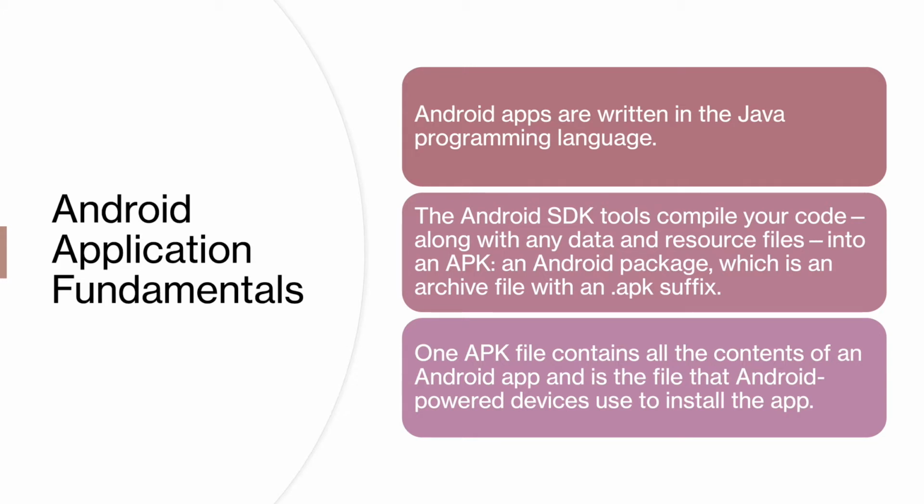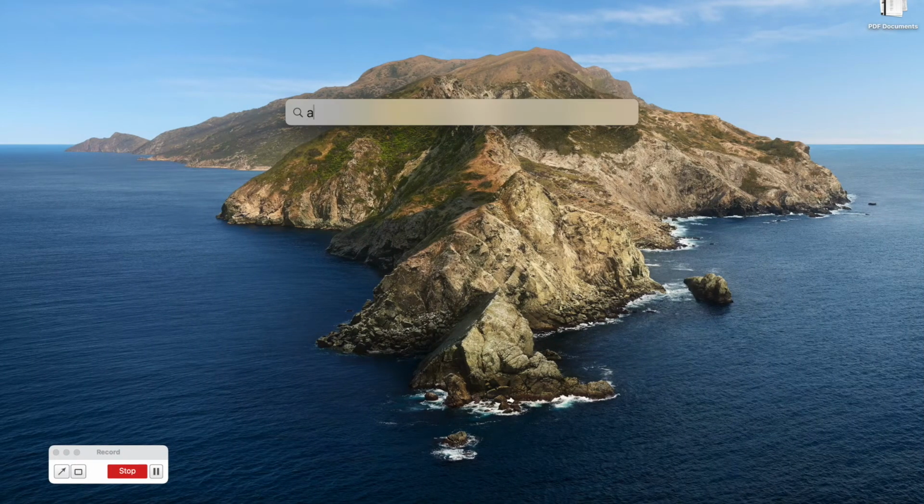So these are the Android application fundamentals. Basically, we know all Android apps are written in the Java programming language, and the Android SDK is responsible for compiling your code. Suppose we write code in any IDE like Android Studio in Java, right? The IDE comes with the Android SDK. It is the Android software development kit that compiles your code into the APK, and then we install the APK into our mobile device. So we will have a quick look at Android Studio.